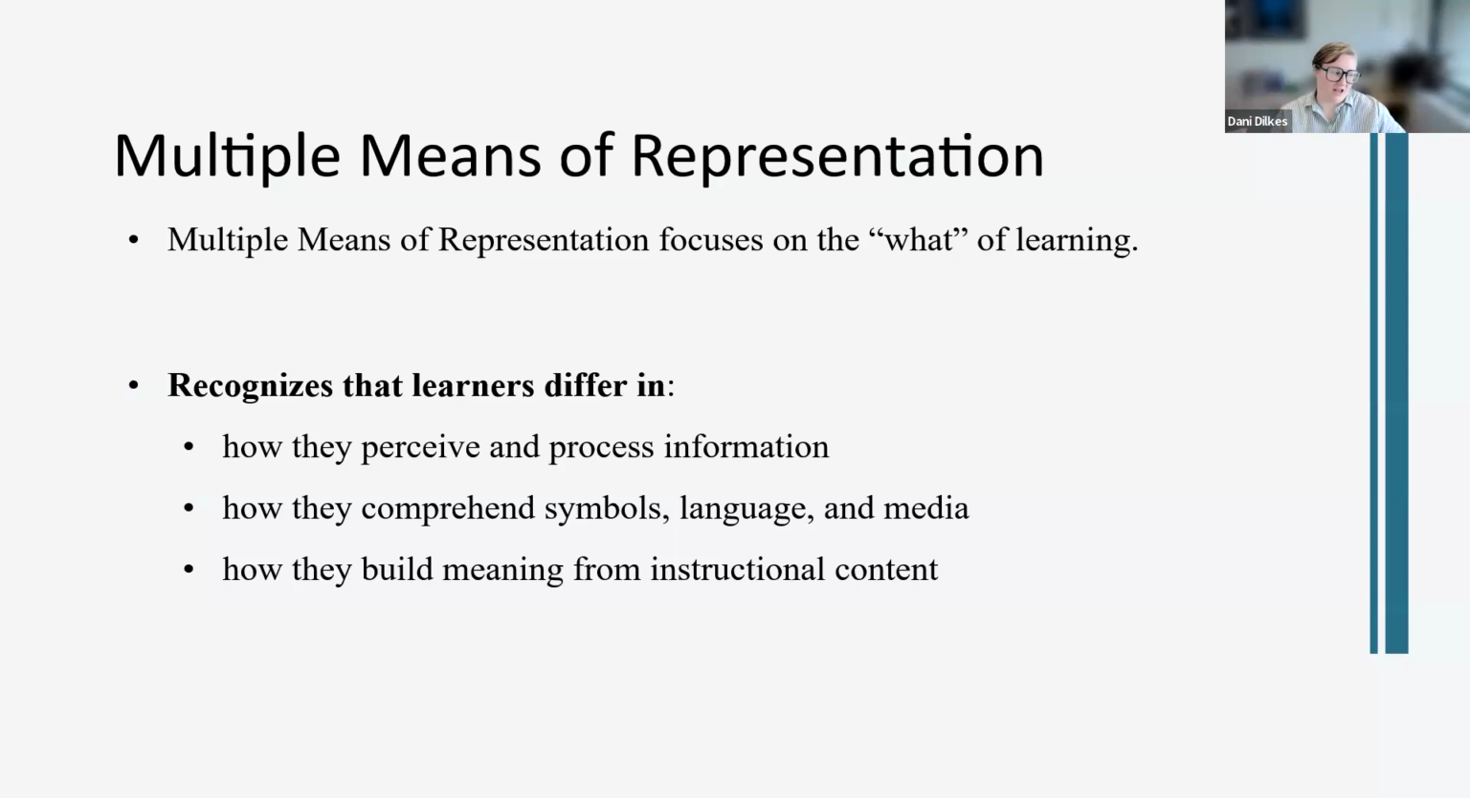Multiple means of representation asks us as educators or as learning designers to recognize that learners differ in how they perceive and process information, and how they comprehend symbols, language, and media. In our bad design breakout room, we talked a lot about language and how language presents barriers. Multiple means of representation also asks that we recognize that learners differ in how they build meaning from instructional content.